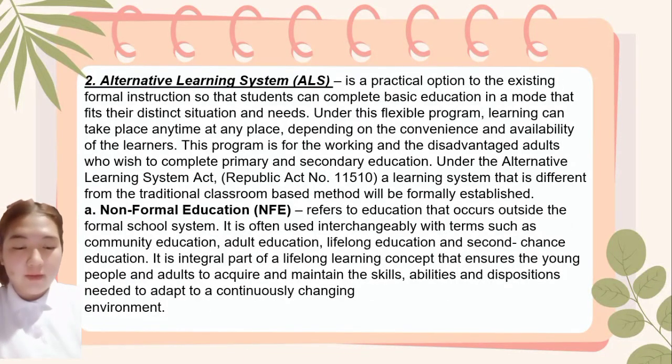Number 2 is Alternative Learning System or ALS. It is a practice option to existing formal instruction so that the student can complete basic education in the mode that fits their distinct situation and needs. Under this flexible program, learning can take place anytime at any place, depending on the convenience and availability of the learner. This program is for working and disadvantaged adults who wish to complete primary and secondary education under the Alternative Learning System Act, Republic Act 11510.